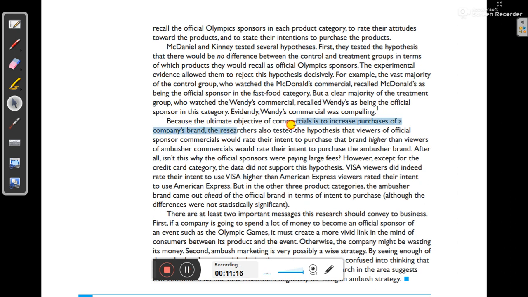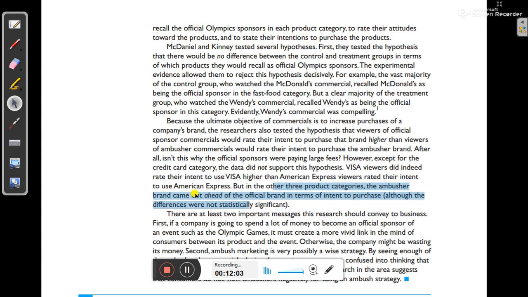Obviously, the researchers also tested the hypothesis that viewers of official sponsors' commercials would rate their intent to purchase that brand higher than the viewers of ambusher commercials would rate their intent to purchase the ambusher's brand. After all, isn't this why the official sponsors were paying large fees? They are paying like $10 million to get the official sponsorship. However, except for the credit card category, the data did not support this hypothesis. Visa viewers did indeed rate their intent to use Visa higher than the American Express viewers rated their intent to use American Express. But in the other three product categories, the ambusher brand came out ahead of the official brand in terms of intent to purchase.